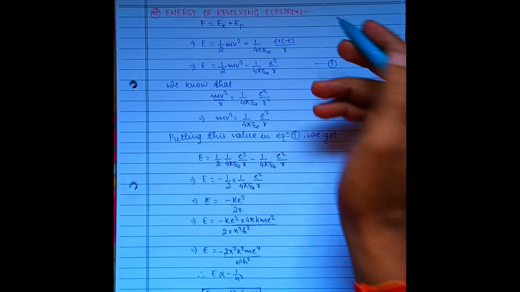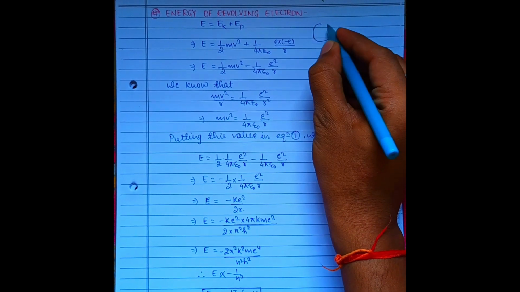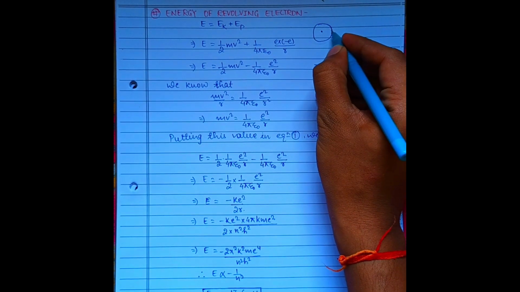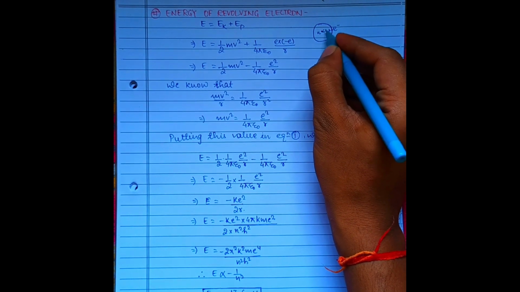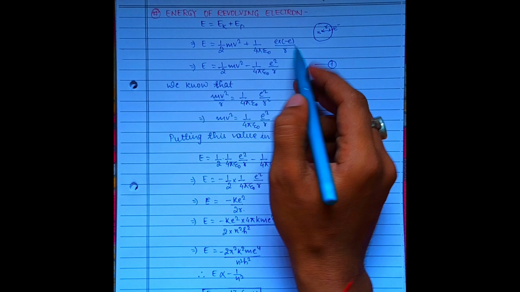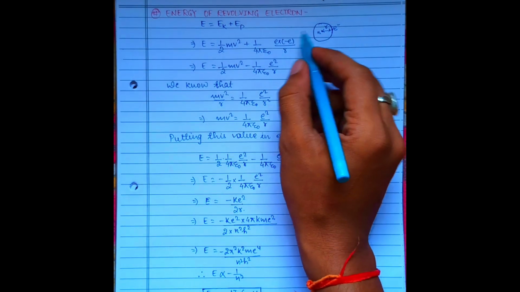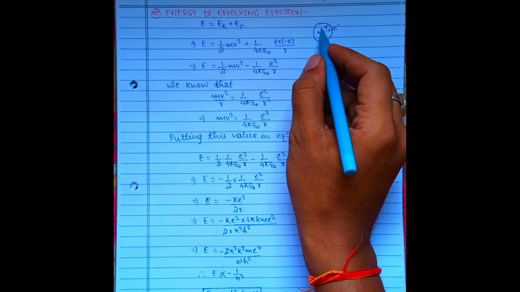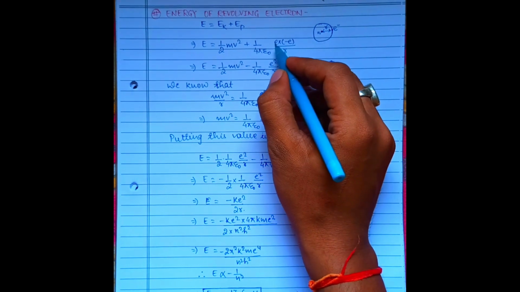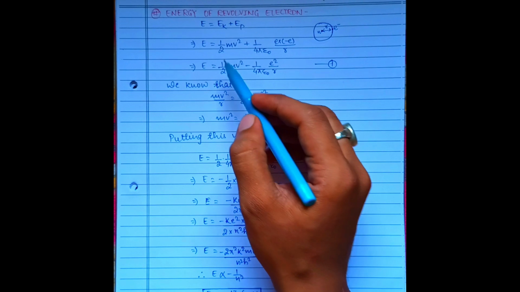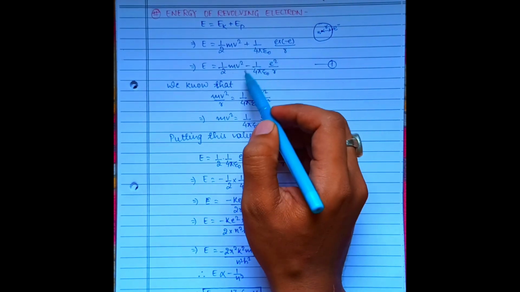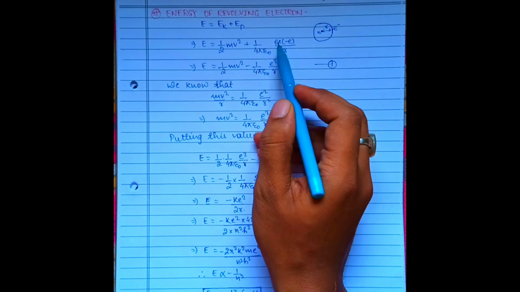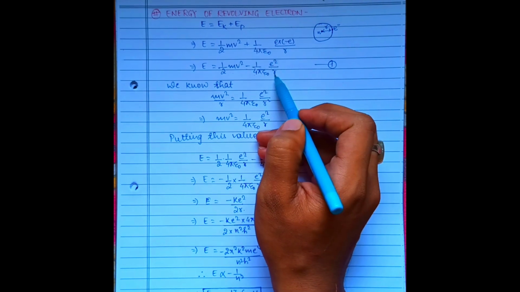Let us consider the distance between the charges: this is the nucleus, this is the electron, and let us consider this distance is r. The charge on the electron is negative, and the total charge on the nucleus is positive, that is plus E. So that is 1 by 2 mv square, this minus and plus becomes minus 1 by 4 pi epsilon naught E multiplied by E, which is E square, divided by r.